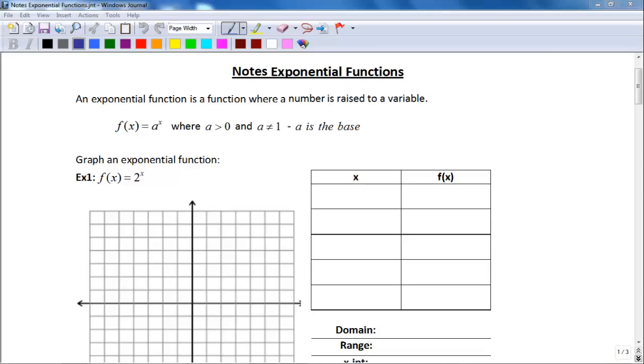This section is going to deal with exponential functions. Let's first define what an exponential function is. An exponential function is a function where a number is raised to a variable. So for example, f of x is equal to a to the x is an exponential function, where a would be a number. A has to be greater than 0 and cannot equal 1. And a is called our base.